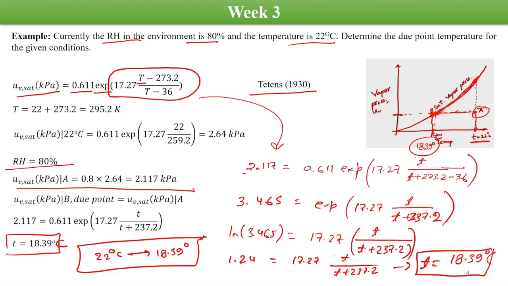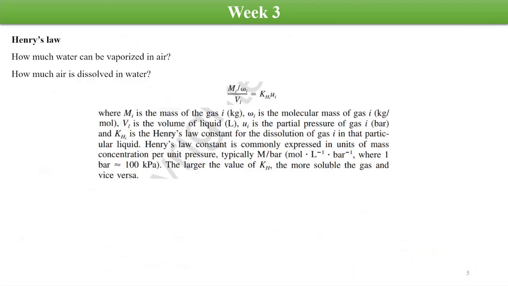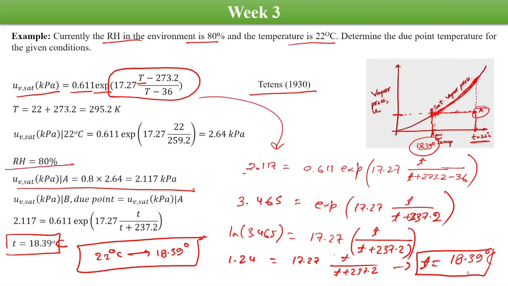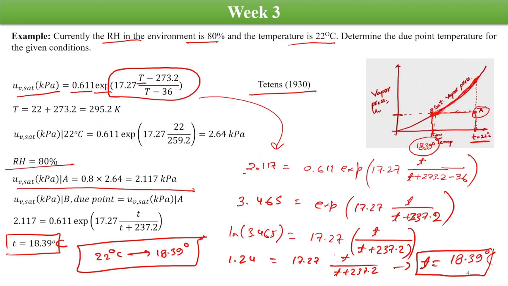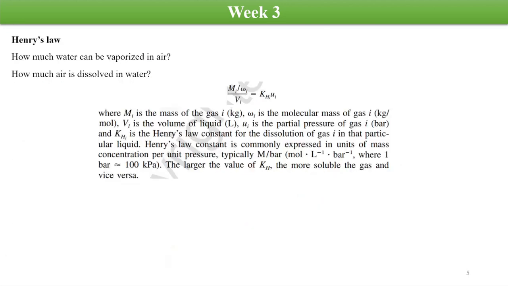So that's the third numerical which we have solved, and now we'll move on to Henry's law. Till now we have seen how much water can be vaporized in air. So we were dealing with vapor pressure and these terms. Now in Henry's law we'll be dealing with the second question, that is, how much air can be dissolved in the water. To determine this we usually use Henry's law.